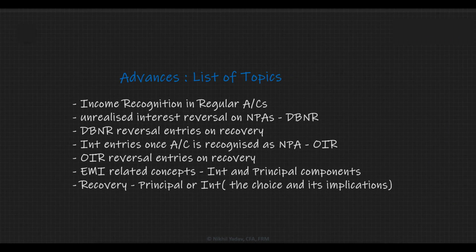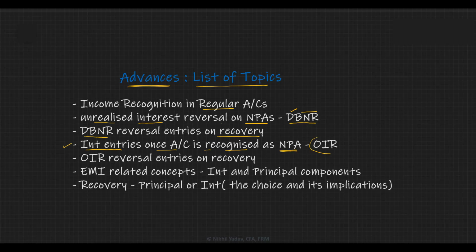Alright, let's get started. In this video, we are going to cover the following topics related to advances. We'll start with income recognition on regular accounts, and then we'll see what happens to this unrealized interest once the account turns NPA. Here DBNR will come into picture, which is the interest which was debited but not received. Then we'll see the reversal entries to this DBNR once the recovery happens. Then we'll have a look at the interest entries once the account is recognized as NPA.